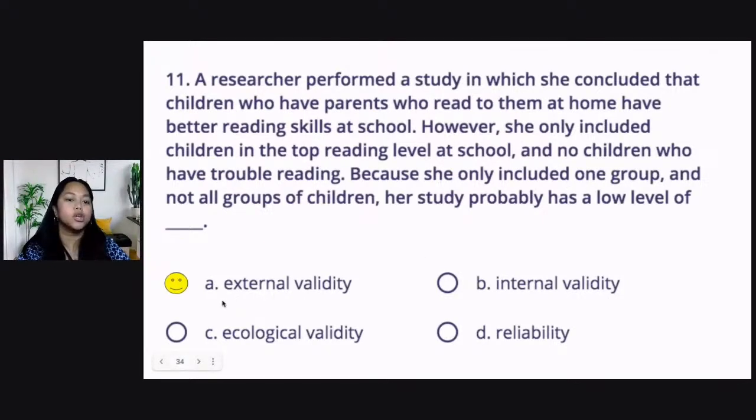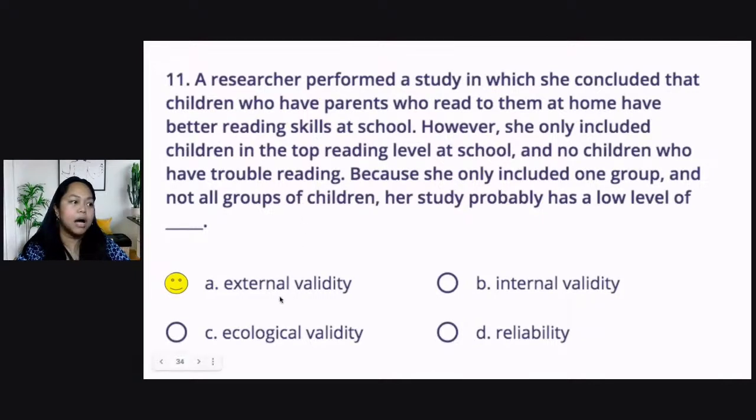And so external validity po, hindi siya internal validity. It is external validity. Okay? Hindi din siya reliability. Remember, kung reliability ito, dapat parehas yung kanyang naging test, no? Yung kanyang estudyante, yung kanyang naging subject, parehas. Okay? So letter A po, yung hinahanap natin dito. Maraming nag-B, marami ding nag-D, pero yung tamang choice natin is external validity. It did not include all groups of children.